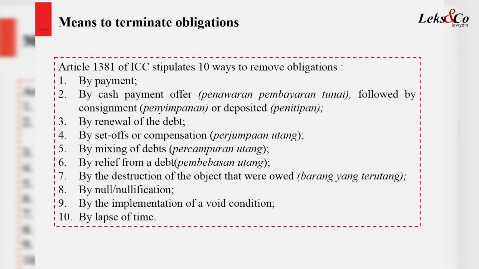By set-off or compensation. This is perjumpaan utang. So don't get confused with the English terminology, but you must also understand the Indonesian phrase, perjumpaan utang. In English it is set off. I can set off your debt to me against my receivable, for example. Or we can call it compensate. We compensate our debts. Compensation, set off, in English these two phrases can be used, but in Indonesia it is called perjumpaan utang. That's the legal terminology.